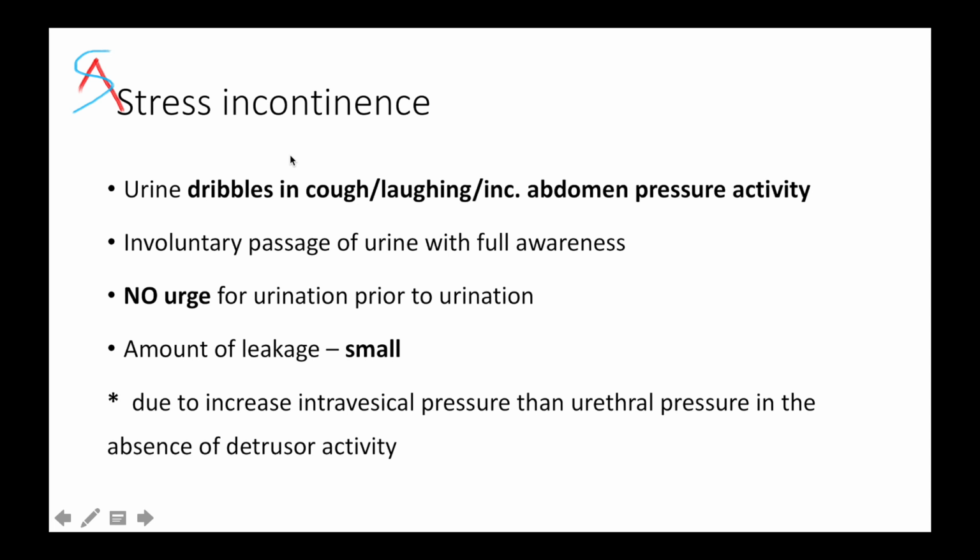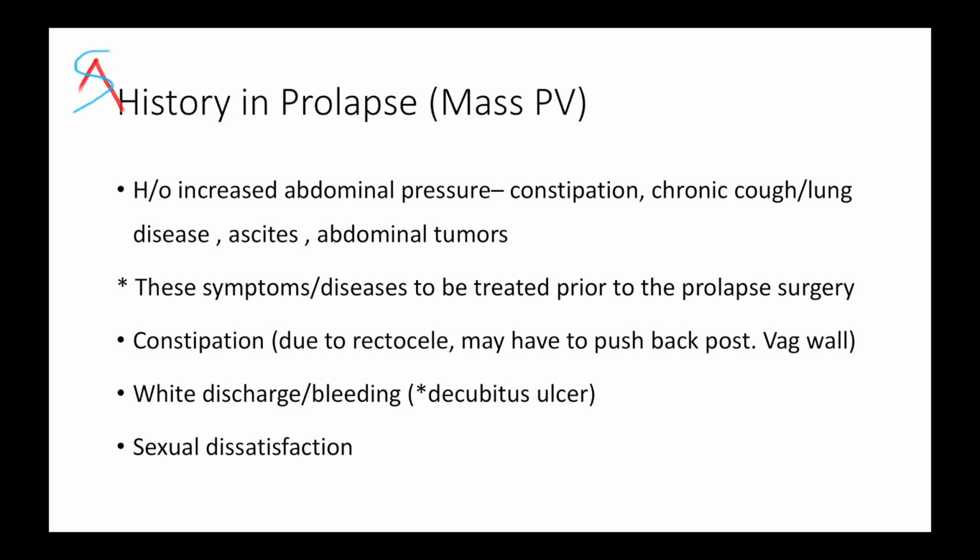Stress incontinence means there is involuntary dribbling of urine whenever there is increased abdominal pressure, like in cough or laughing. The patient would not have a prior urge to go for urination. The amount would be small, and it is basically due to intravesical pressure being higher than urethral pressure in the absence of detrusor activity. In history of prolapse, you have to ask about anything causing increased abdominal pressure, like chronic constipation, chronic cough or lung pathology, ascites or abdominal tumor. If these are there, you have to first treat all those pathologies, then go for prolapse surgery.